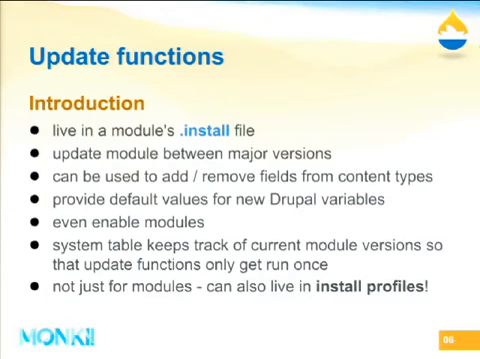The system table in the database keeps track of which modules are enabled, and it also keeps track of the version number of every module. So your update functions will only get run once, because once they get run, that version number in the database is updated. Interestingly, update functions aren't just for modules. They are also for install profiles. That's going to be really important later.